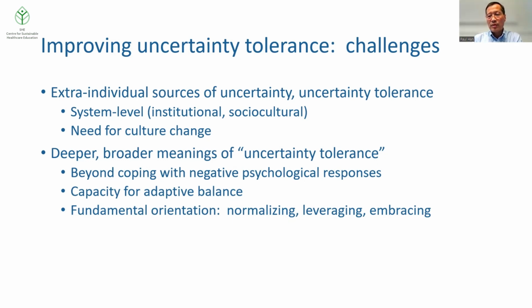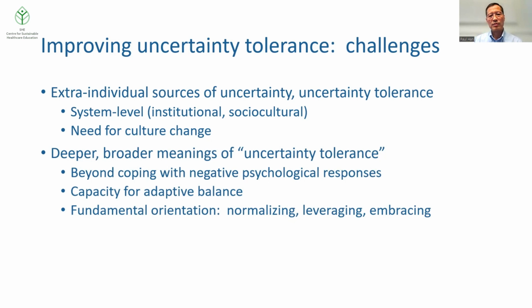And moreover, there are actually positive functions of uncertainty. We need uncertainty to maintain hope, for example. And so we need a larger concept of uncertainty tolerance in a normative sense that goes beyond the absence of negative psychological responses. And I think we need to think about uncertainty tolerance more as a capacity for adaptation, or to reach an adaptive balance between different responses to uncertainty that enable people to respond adequately to a situation. And that's a much fuzzier, problematic concept, but I think that's what we need to do.